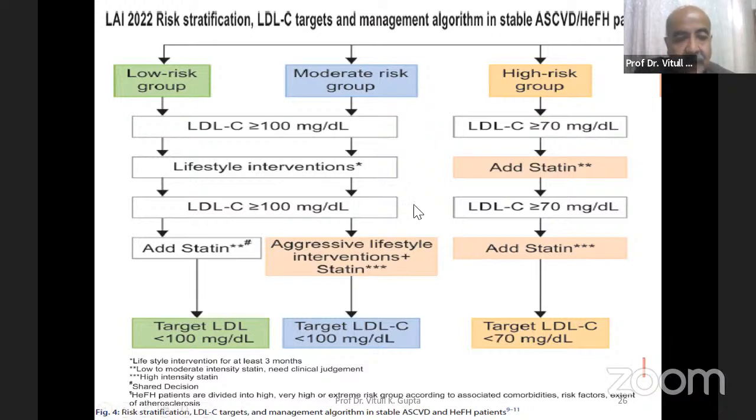So that is how we go for management of the low risk, moderate risk, and high risk groups, achieving target LDL-C levels of less than 100 and less than 70, with high intensity therapy if the moderate intensity therapy and lifestyle modifications are not achieving the goals. Next.